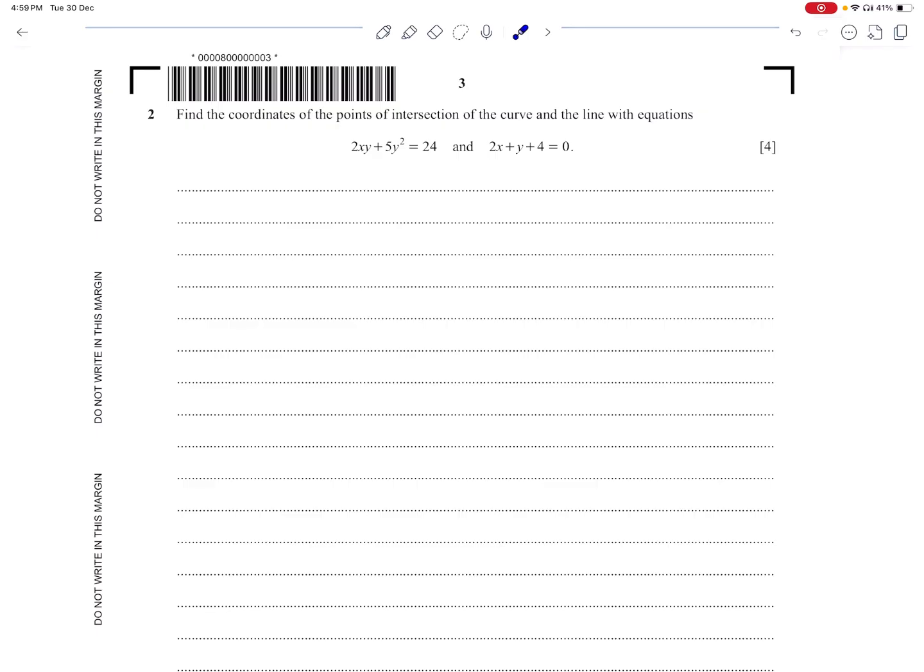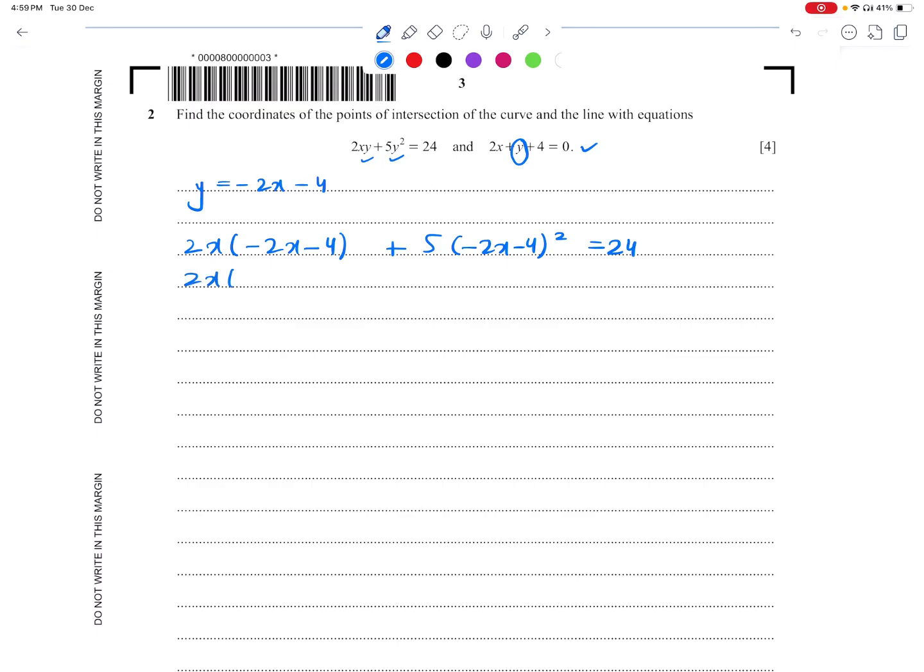All right, moving on to question number 2. It says, find the coordinates of the points of intersection of the curve and the line with the equations. This is a very simple question. You just have to use some basic substitution. I'm going to use this equation first and make y the subject of the formula. That's going to be negative y is equal to negative 2x, negative 4. I'm going to plug this value of y over here and over here. That's going to be 2x minus negative 2x, negative 4 plus 5, negative 2x, negative 4 whole square is equal to 24. I'm just going to expand things from here.